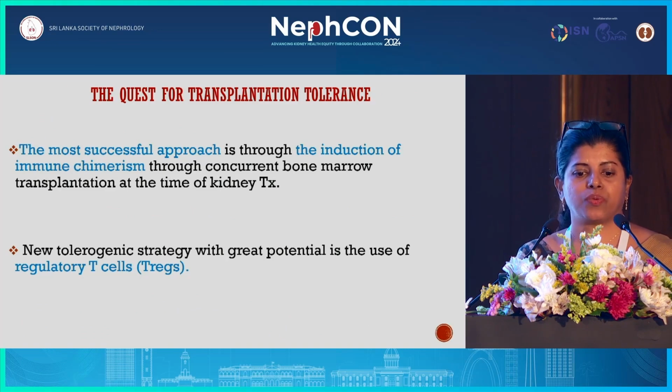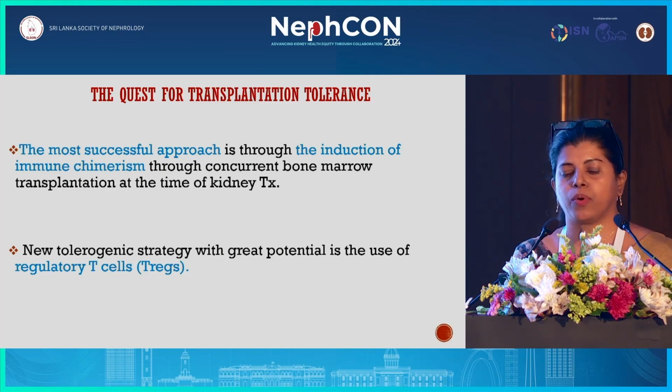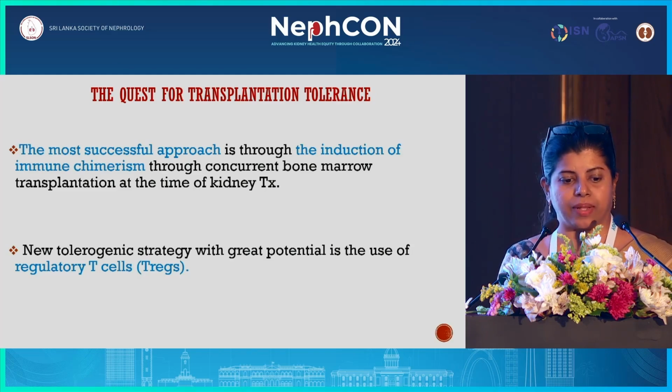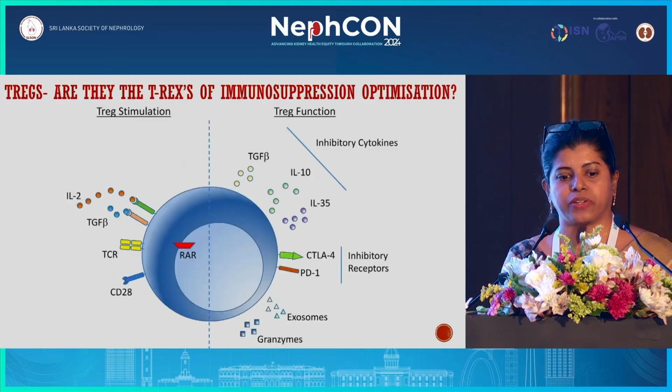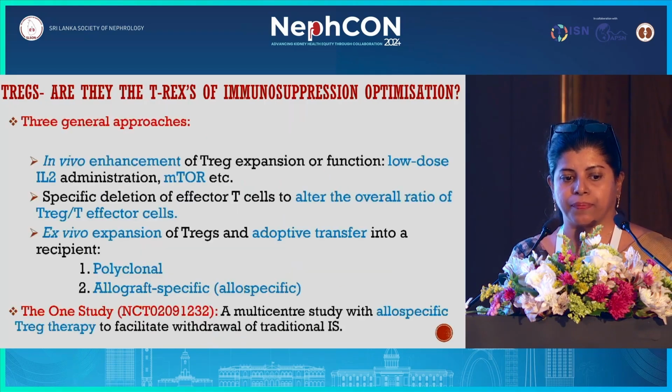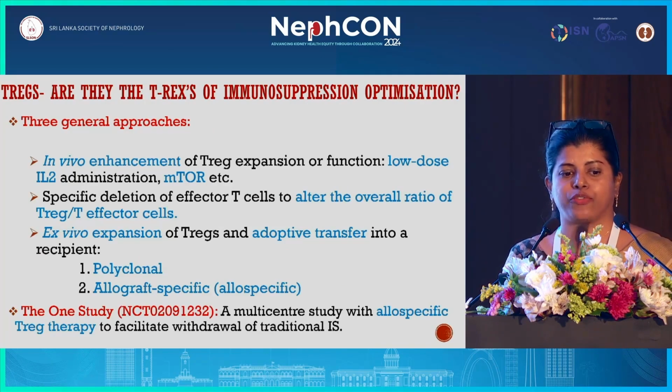Hence, the eternal quest for transplantation tolerance. And the most successful approach to date is through the induction of immune chimerism through concurrent bone marrow transplant at the time of kidney transplant. But the new tolerogenic strategy that has great potential for clinical use is the use of T regulatory cells. T regulatory cells can be stimulated by multiple pathways, and they can cause immune suppression again by multiple complementary pathways. These are either contact dependent or contact independent.